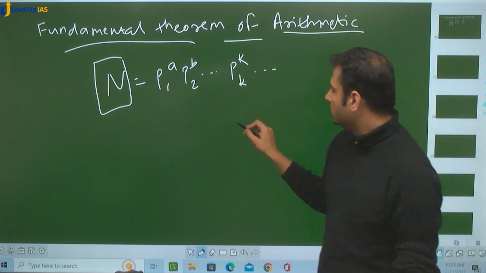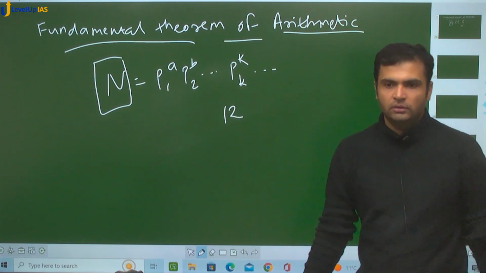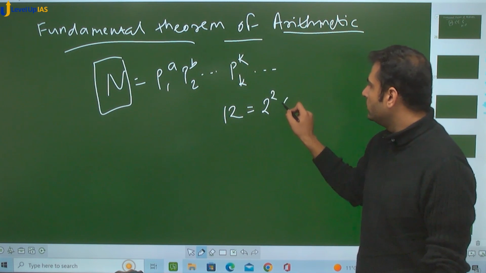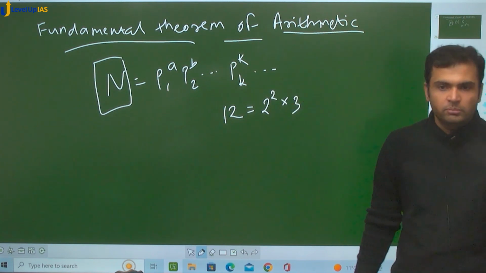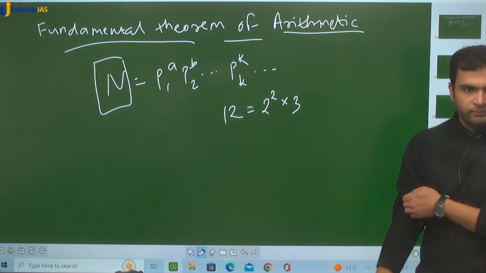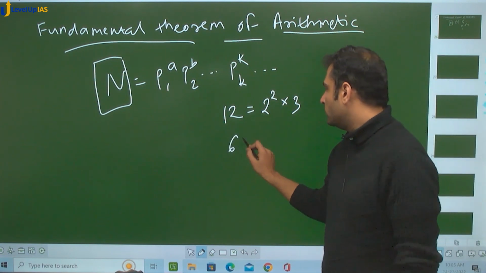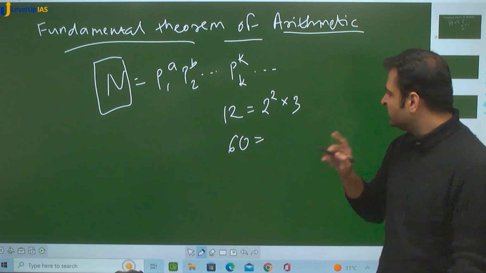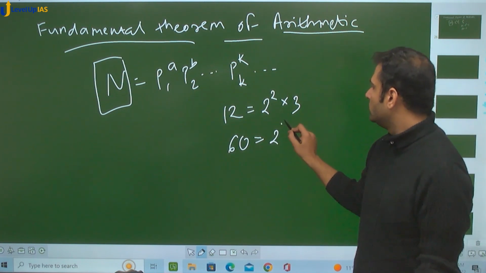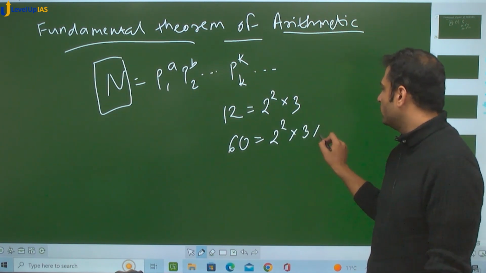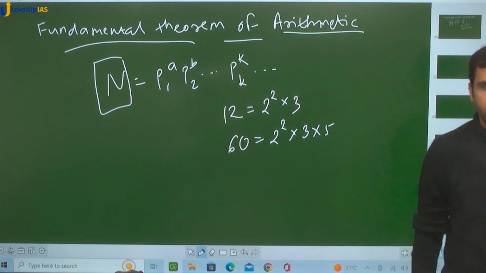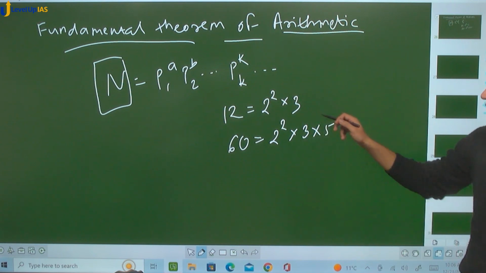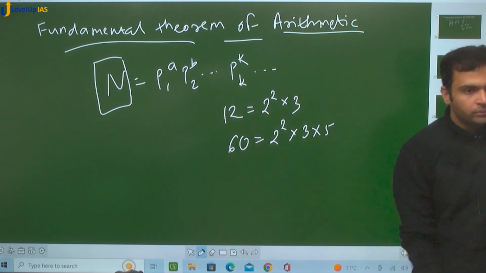For example, 12 is not a prime number, it is a composite number. I can write it as 2 raised to 2 into 3, where 2 and 3 are prime numbers. If I take 60, 60 is not a prime number, so I can write 60 as 2 raised to 2 into 3 into 5. These are prime numbers. This is the prime factorization of 60, this is the prime factorization of 12, and so on.